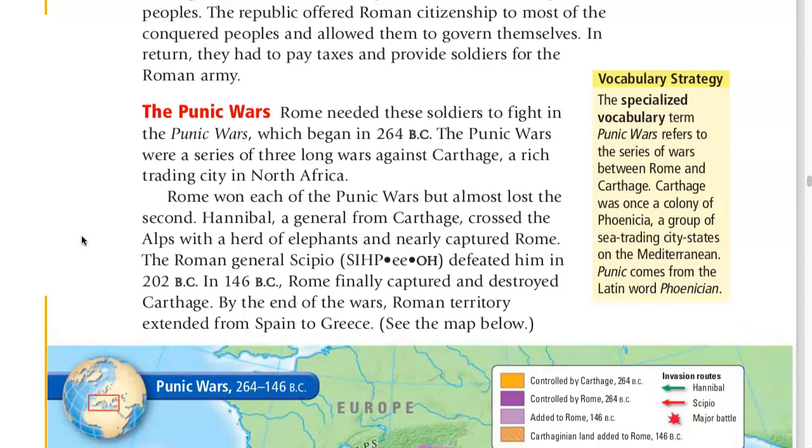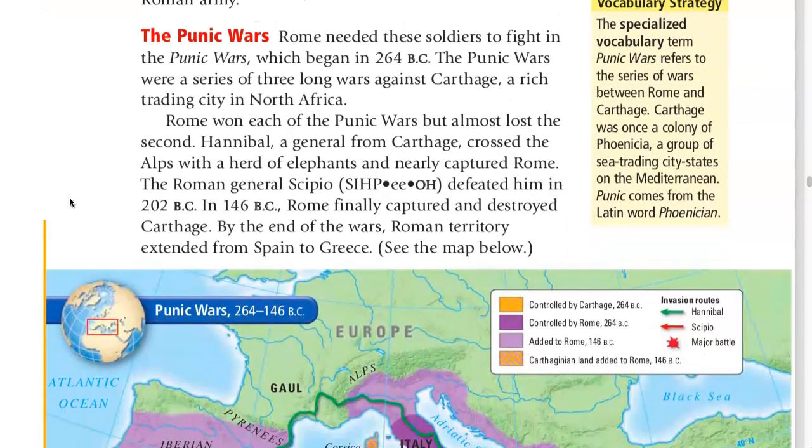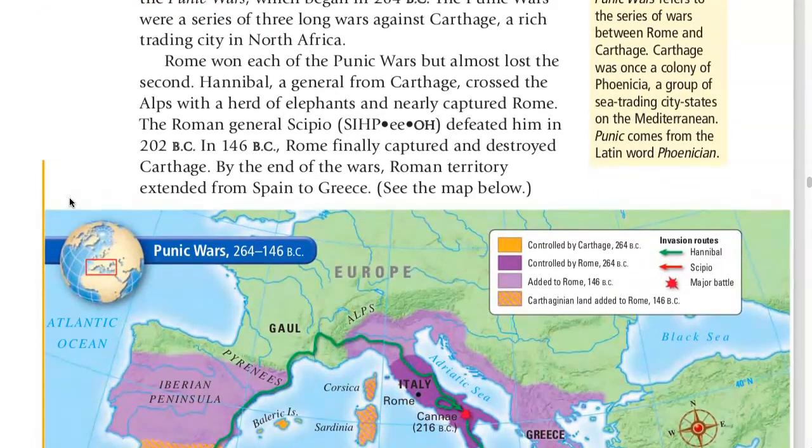Scipio is very famous for his plan to conquer the Carthaginians, and they don't really mention that here. What Scipio did was to start an attack in Carthage, which meant that the Carthaginians had to go back home in order to defend themselves there, and that is how Scipio defeated them. That tactic has gone down in history and is well known.